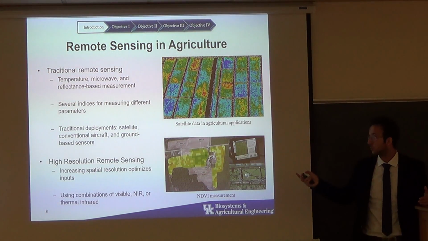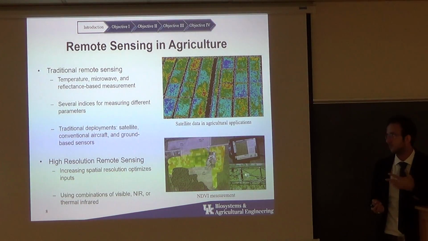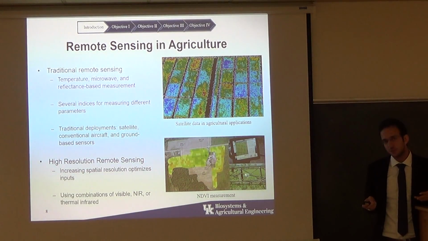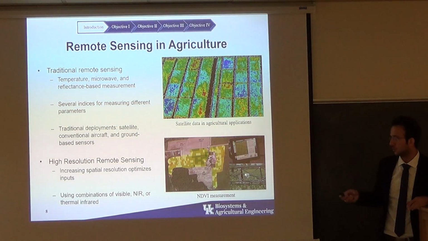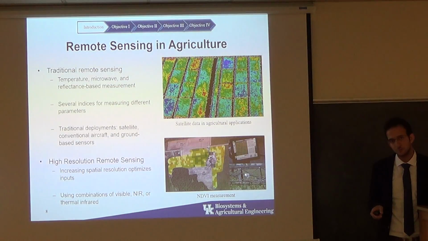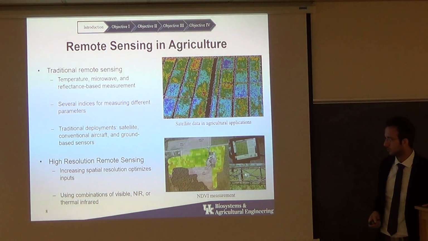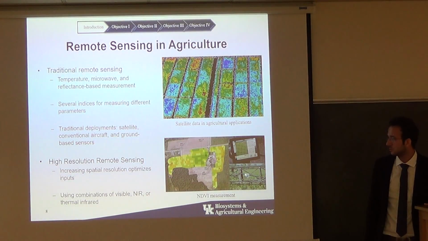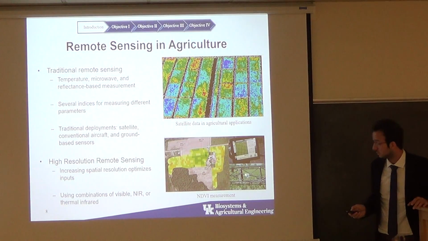The traditional deployments of remote sensing are satellites, conventional aircraft, and ground-based sensors, which are limited by their cost and spatial and temporal resolution. With a higher resolution method, we can optimize the amount of input, actually reduce the input, and have the same amount of output. It typically involves a combination of visible, near infrared, or thermal infrared sensing technology.